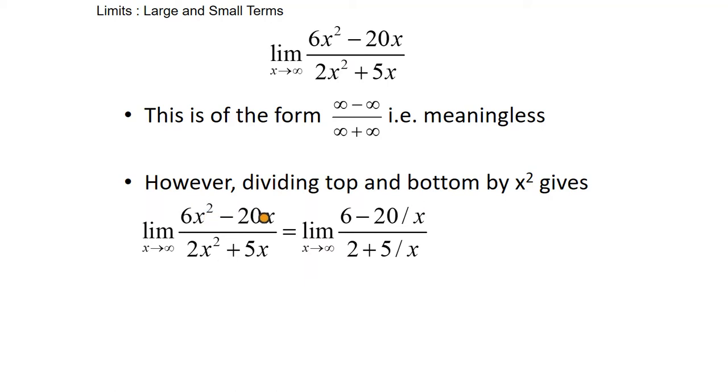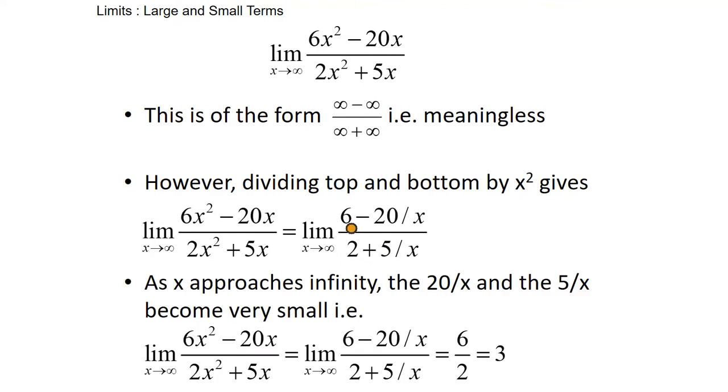So rather than 6x squared minus 20x over 2x squared plus 5x, we get 6 minus 20 over x, we get 2 plus 5 over x, and then letting x become very large, the two fractions here, the 20 over x, the 5 over x, those become very small, so we're left here with 6 over 2, it gives us 3.